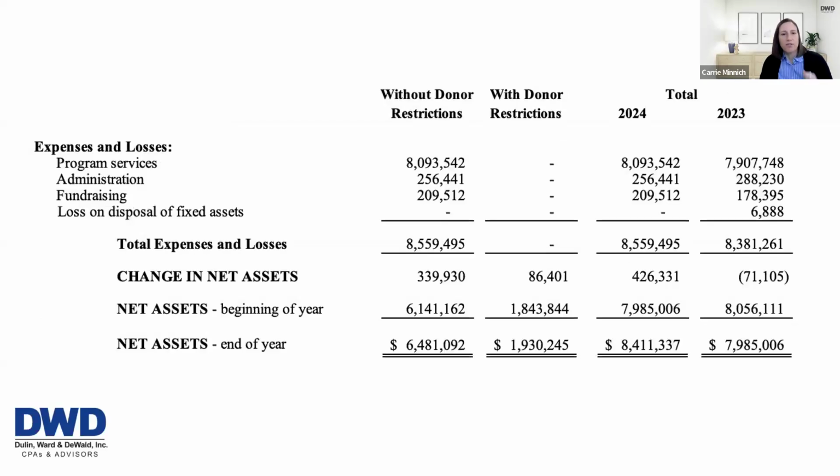So expenses, revenue, change in net assets is basically your net income for the year. So we like that first column to be a positive number. If not, that means that we have spent more than we have brought in during the year. Sometimes that happens, but we really like that to be positive.